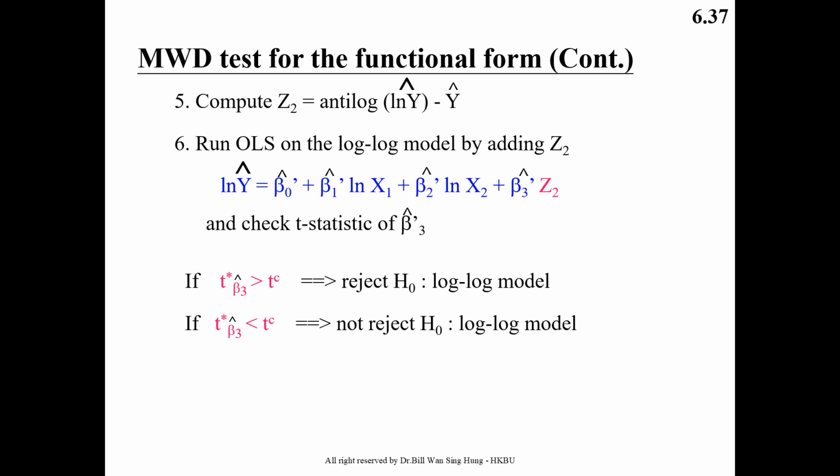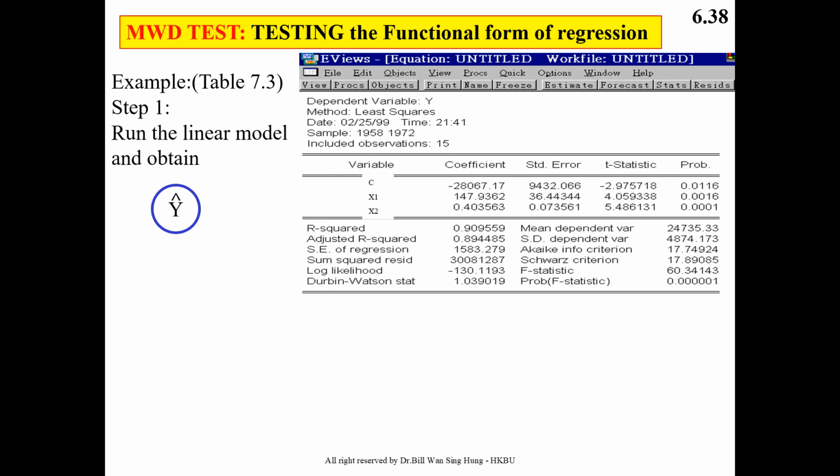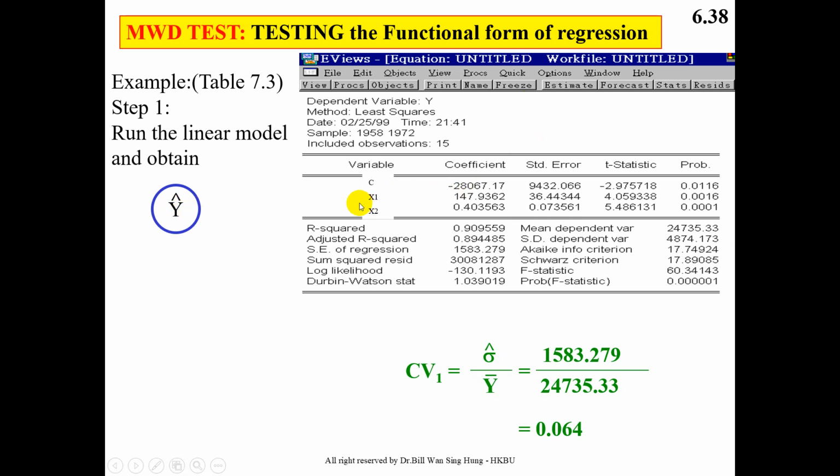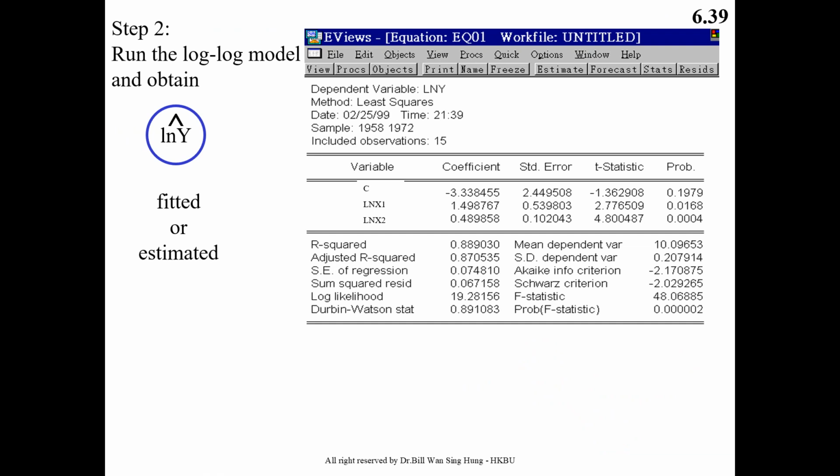But if the computed t for beta 3 hat is less than the tabulated t, then we will fail to reject H0, that the model is log. This is the testing for the functional form of regression. So here we have y hat, and here this is y, this is x1, x2, and this is the coefficient of variation, sigma hat divided by y bar, and its value is 0.064, and this is step 2.